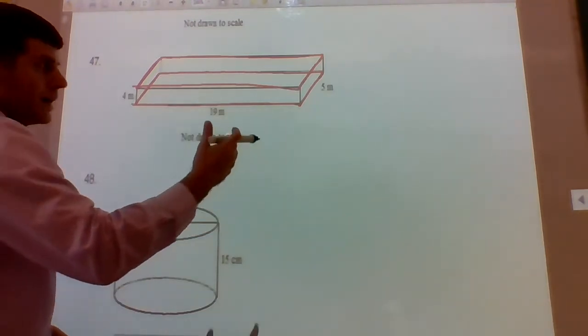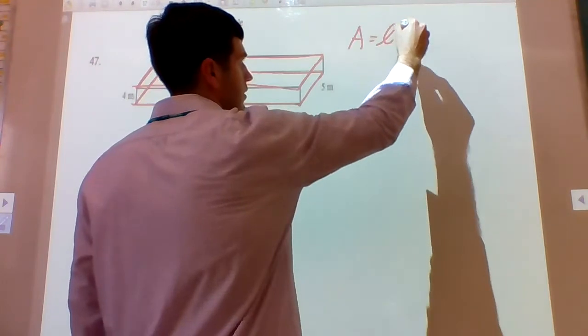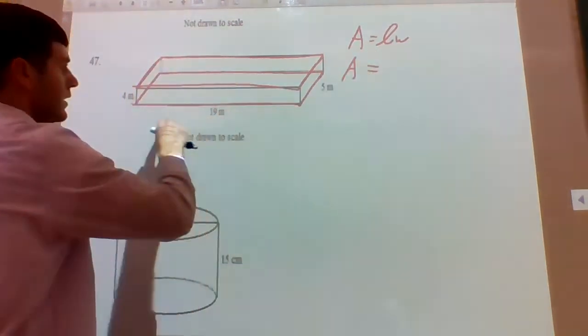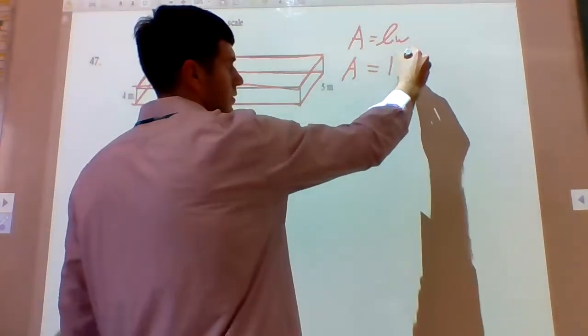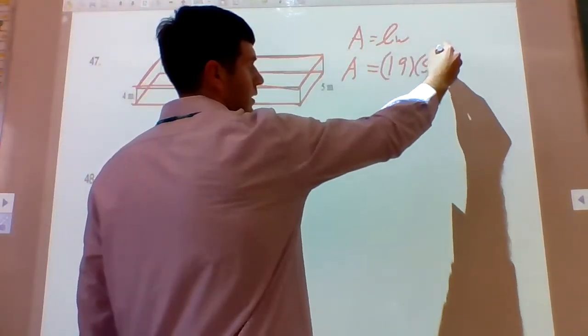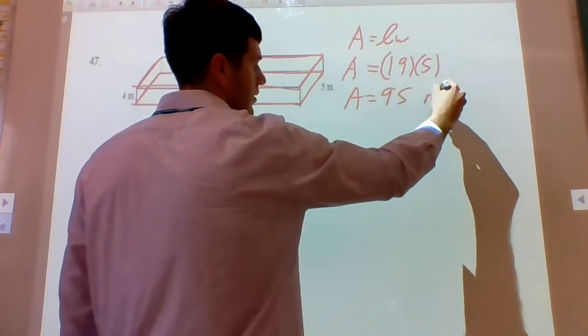So top and the bottom here are rectangles, so length times width. So that's going to be a length of 19 and a width of 5. So 19 by 5, which is going to be 95 meters squared.